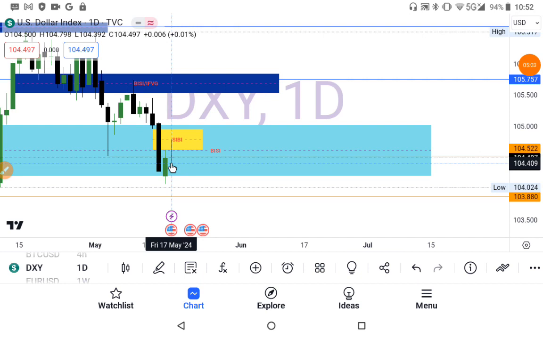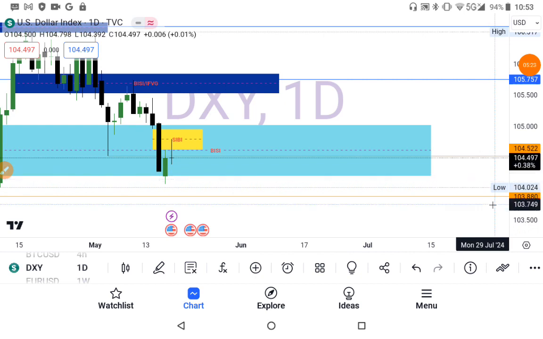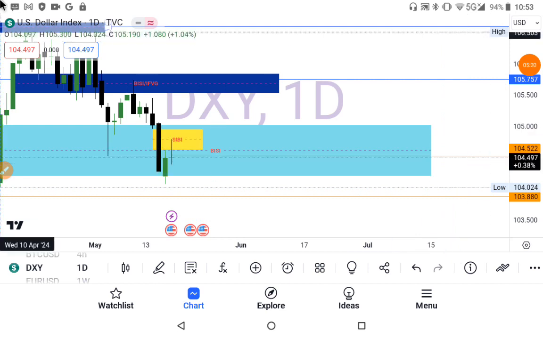On Friday we had a kind of indecisive candle, and it closes below 104.522. So I expected this figure, 104.522, to remain and to serve as a resistance that will bring us down into 103.88. So the coming week, I'll be interested in DXY visiting 103.880.